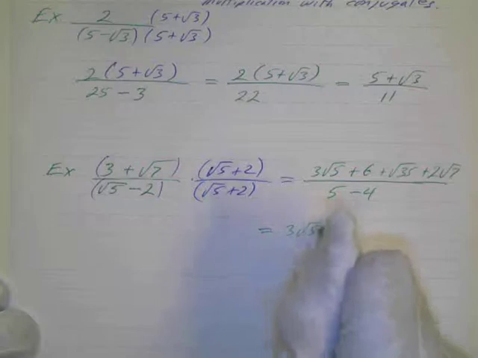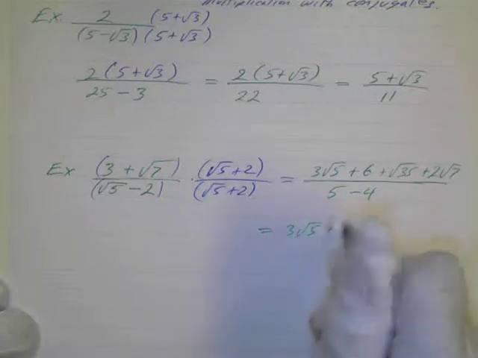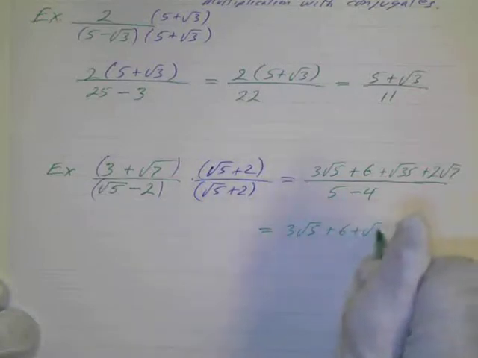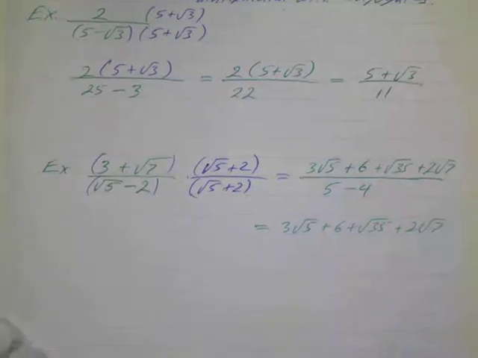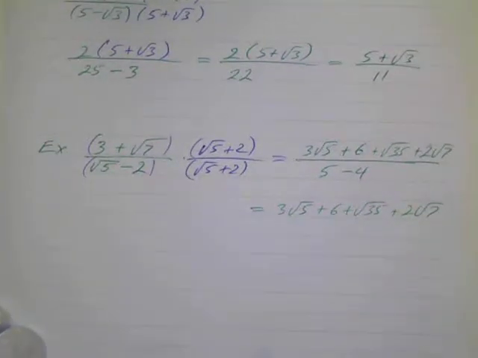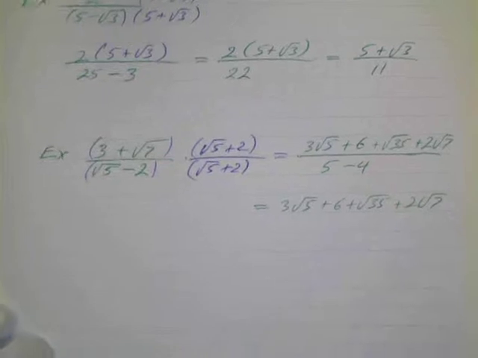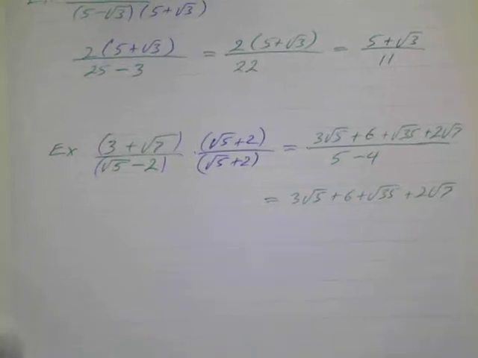So our answer is just going to be what we have in the top, 3 times the square root of 5 plus 6 plus the square root of 35 plus 2 times the square root of 7, and that's your answer. That's all you can do. There's no way to simplify this. Okay? Let's try another example here.